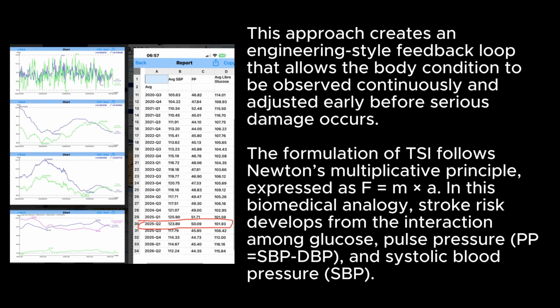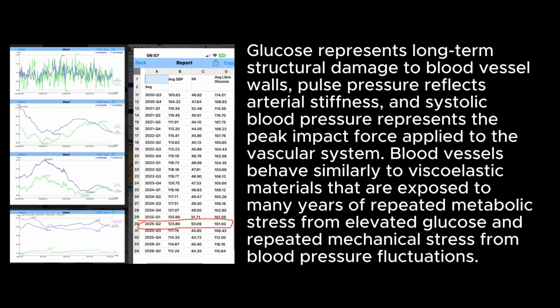This approach creates an engineering-style feedback loop that allows the body condition to be observed continuously and adjusted early before serious damage occurs. The formulation of TSI follows Newton's multiplicative principle, expressed as F equals m times A. In this biomedical analogy, stroke risk develops from the interaction among glucose, pulse pressure PP equals SBP minus DBP, and systolic blood pressure SBP. Glucose represents long-term structural damage to blood vessel walls, pulse pressure reflects arterial stiffness, and systolic blood pressure represents the peak impact force applied to the vascular system.